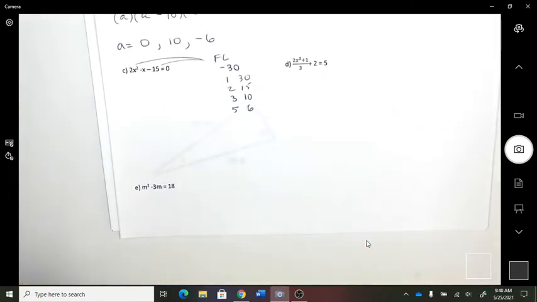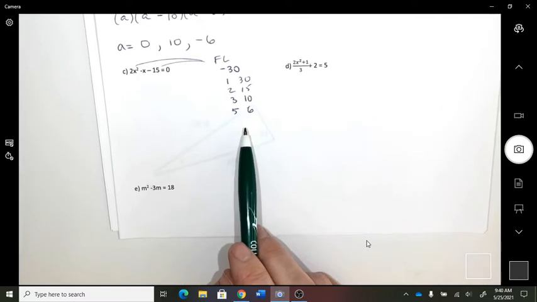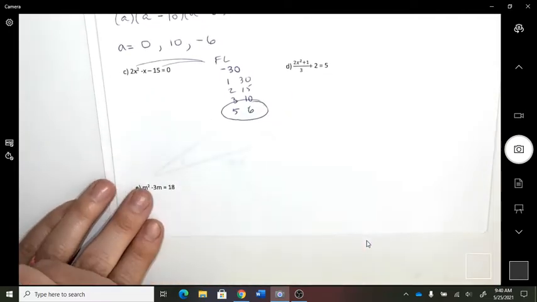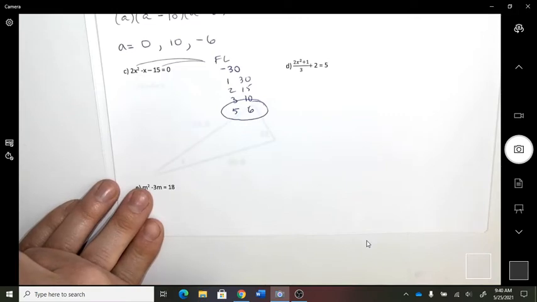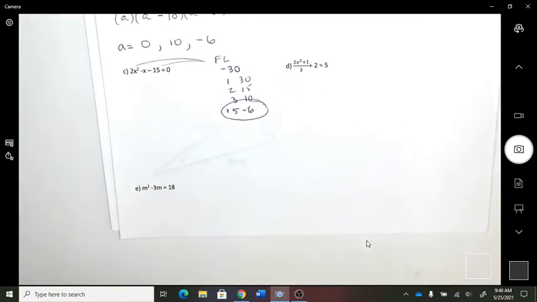Do any of those also add to 1 or -1? Because I need one of them to be negative. The 5 and the 6. So how do I get a -30 and a -1? Multiplying to -30, add to -1.